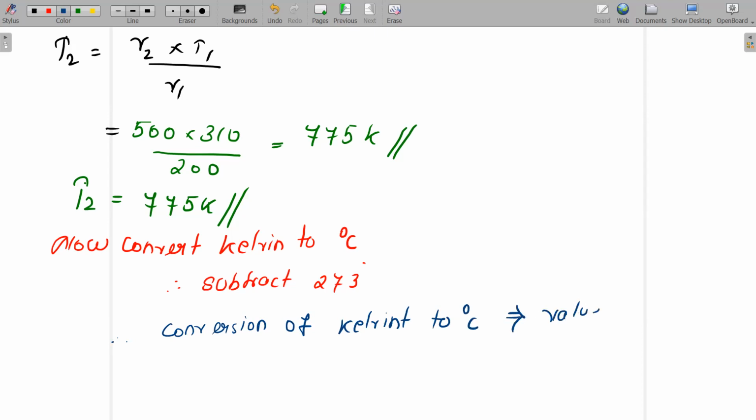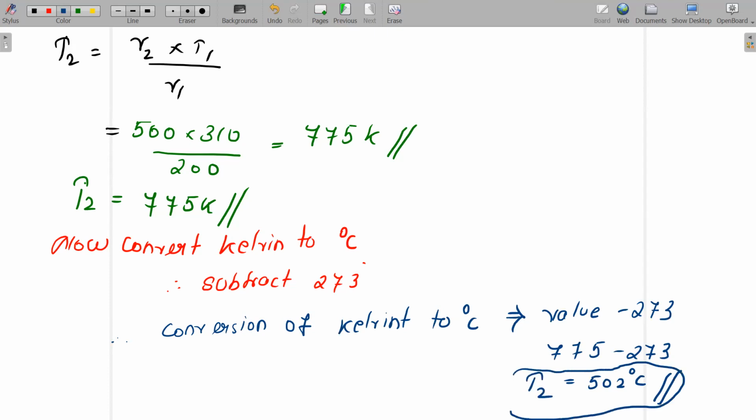That means value minus 273. So you got here value as 775. That minus 273, you will get it as 502 degrees Celsius. Therefore, T2 is equal to 502 degrees Celsius. Any doubts? Is it okay?